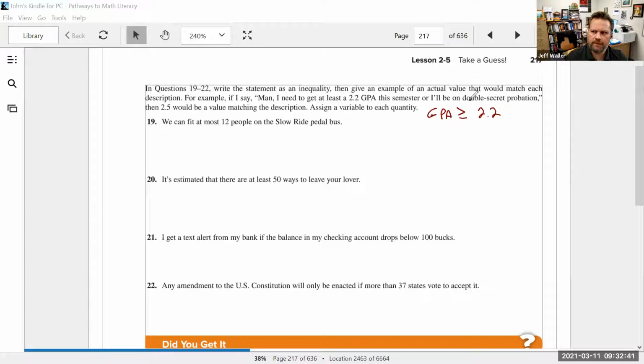Double secret probation. I have no freaking idea what that is. I don't understand what they're talking about.